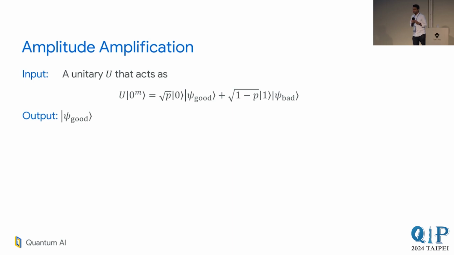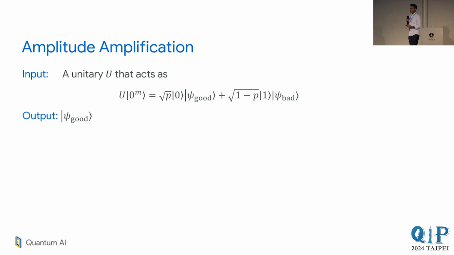The question is, can you now create this good state for me? That's the computational task. There's one simple way to do this, which is to start with the state over here and just measure the first qubit. If you get 0, then you know for sure that the second register is the good state, right?